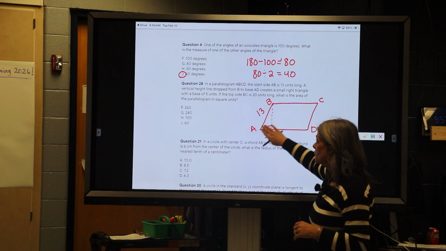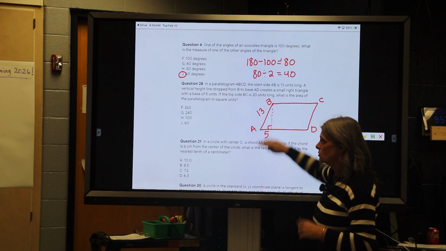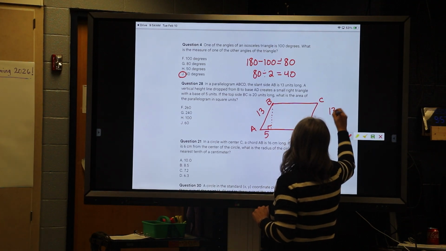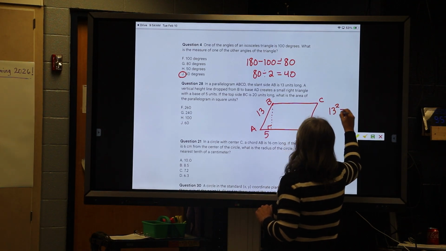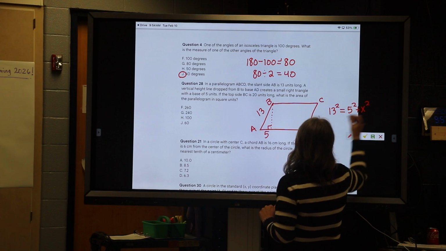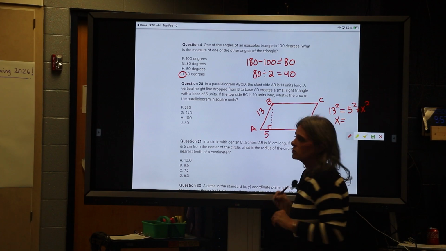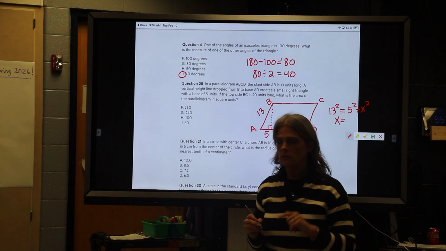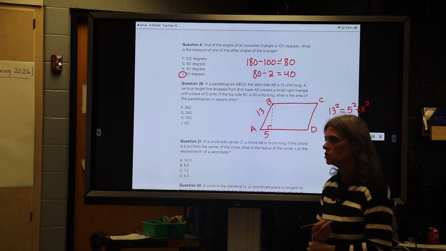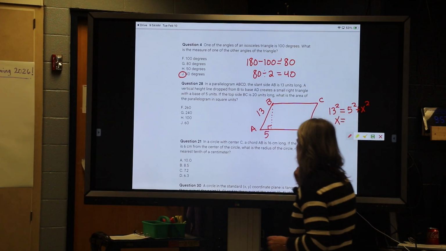Remember, we've been given the hypotenuse, so that goes by itself. So this will be 13 squared equals 5 squared plus x squared. Go ahead and put that in your numeric solver. So math, arrow up, enter. And remember, we hit graph, graph to get our answer. So once you find x, let me know what it is.